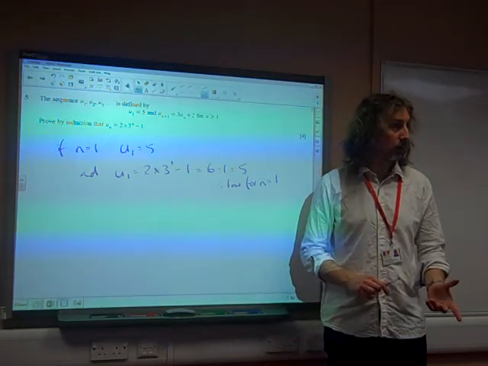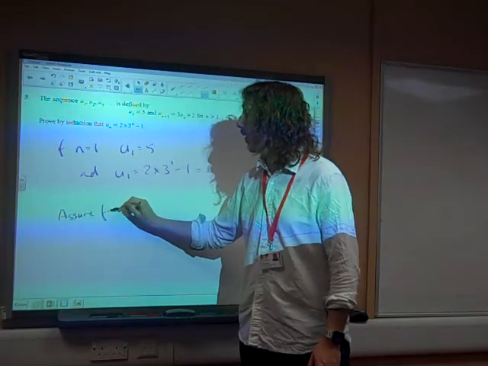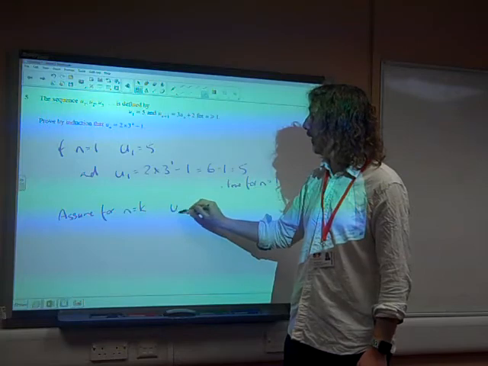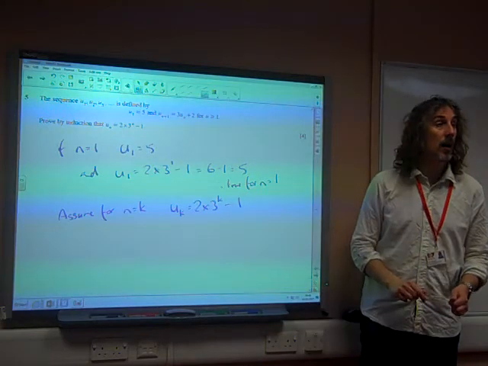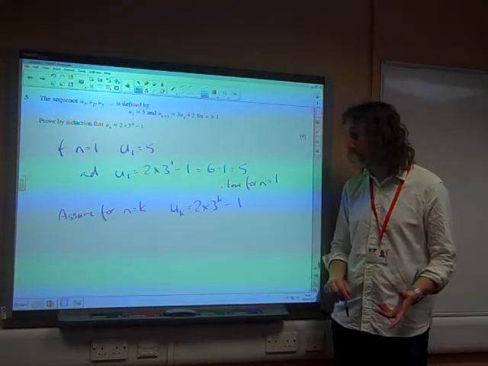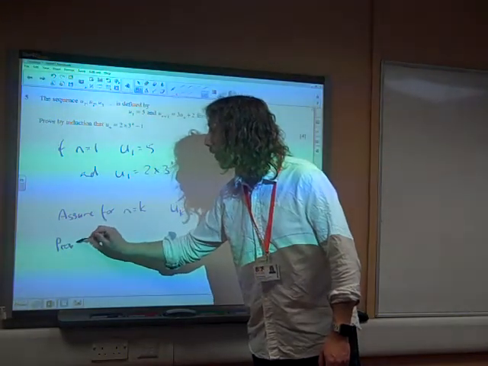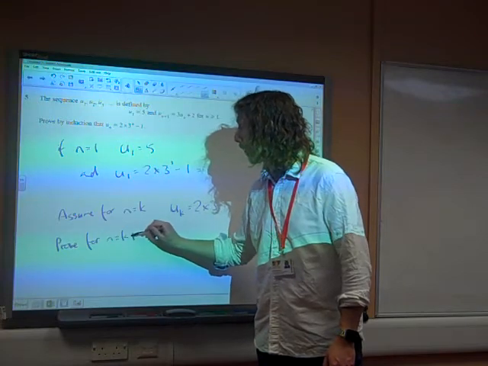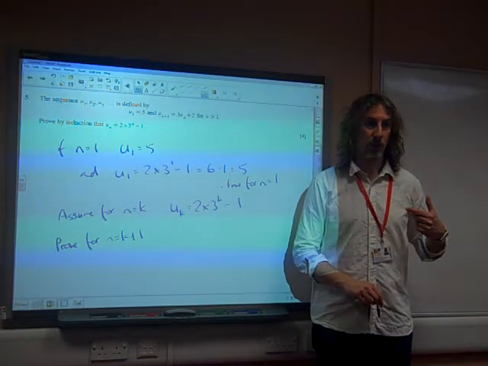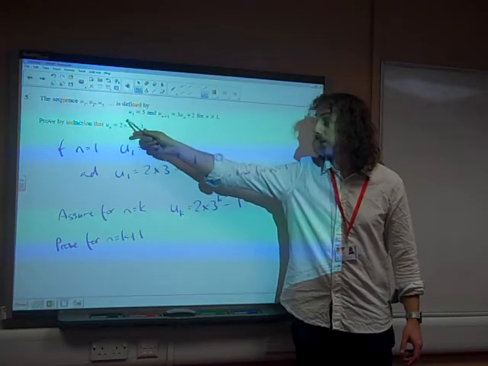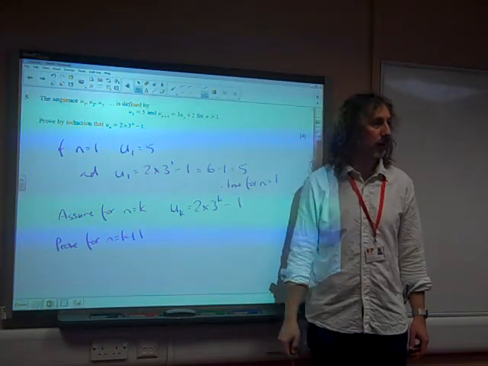Now we need to assume that the result is true for n equals k. So our assumption says that Uk is 2 times 3 to the k minus 1. And now we need to prove that given that assumption, it's true for n equals k plus 1. Now actually this is so straightforward that I'm not going to write where I'm heading this time, because I know it. I know that this now just needs to say 2 times 3 to the k plus 1 take away 1. That's the result I'm trying to establish.